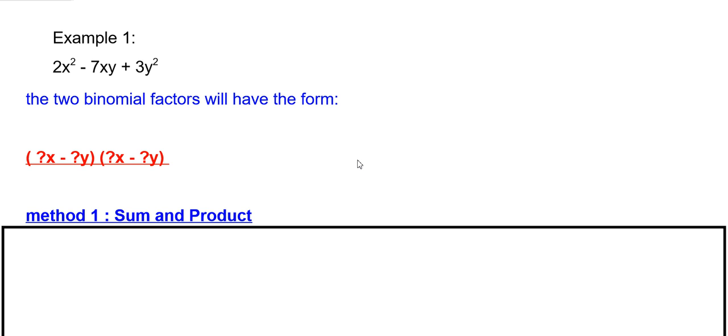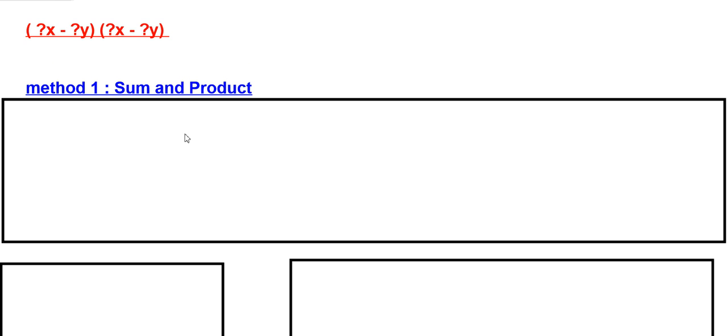2x squared minus 7xy plus 3y squared. The two binomial factors are going to have the following form: something x minus something y times something x minus something y. Reason being, I have a positive third term but a negative second term, which means both of these are going to be negative. I'm going to show you how to do this using the sum and product method. The next example, we'll use a different method just to give you a variety.